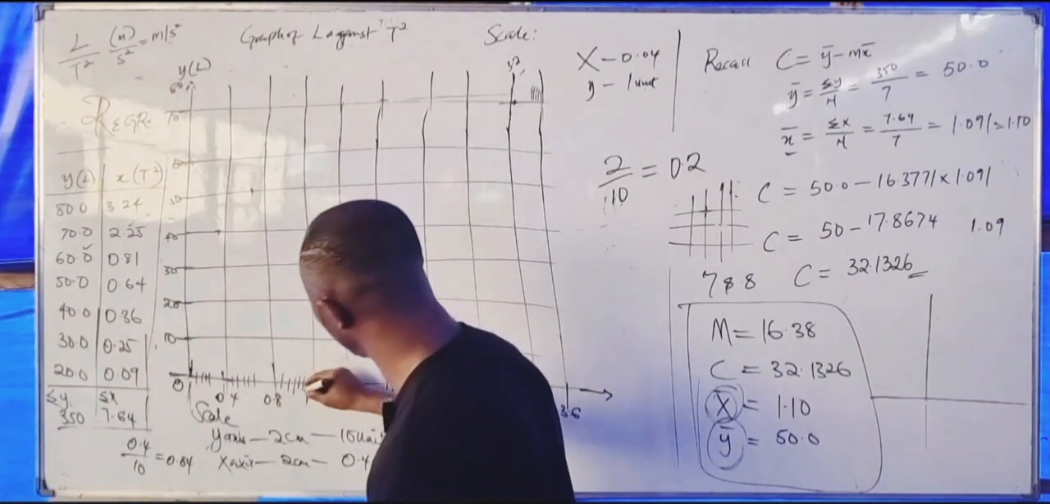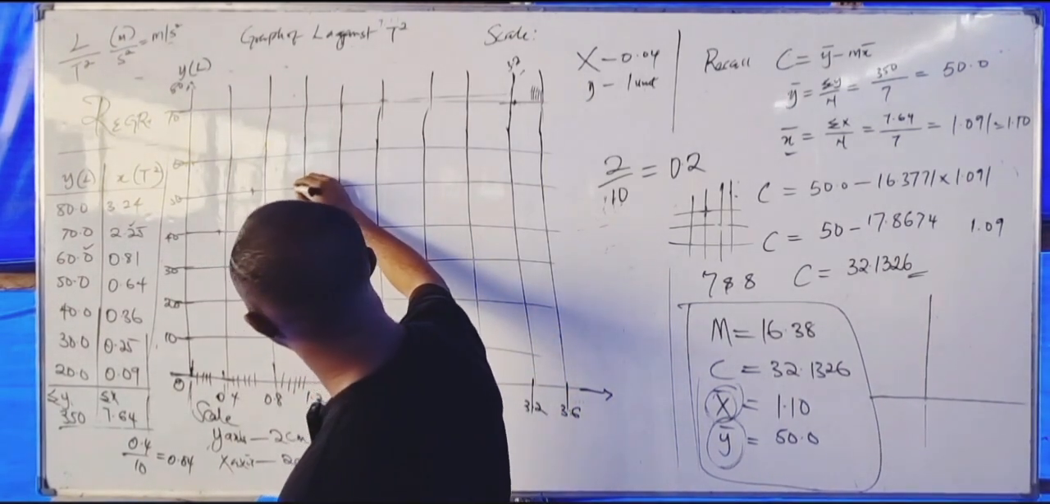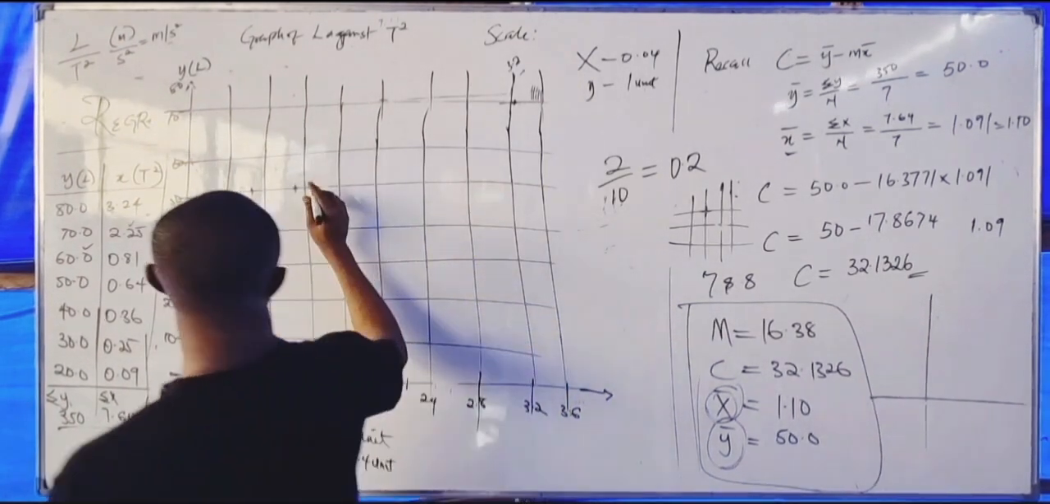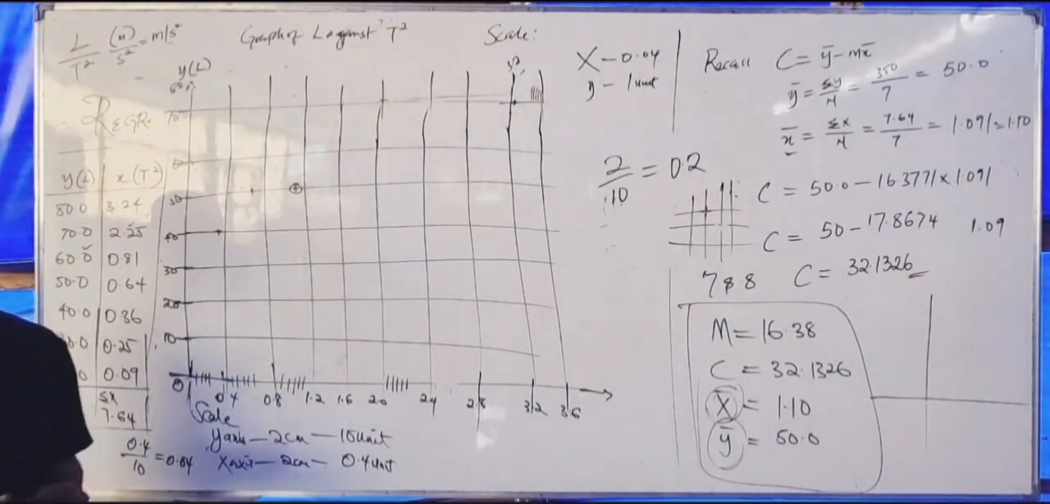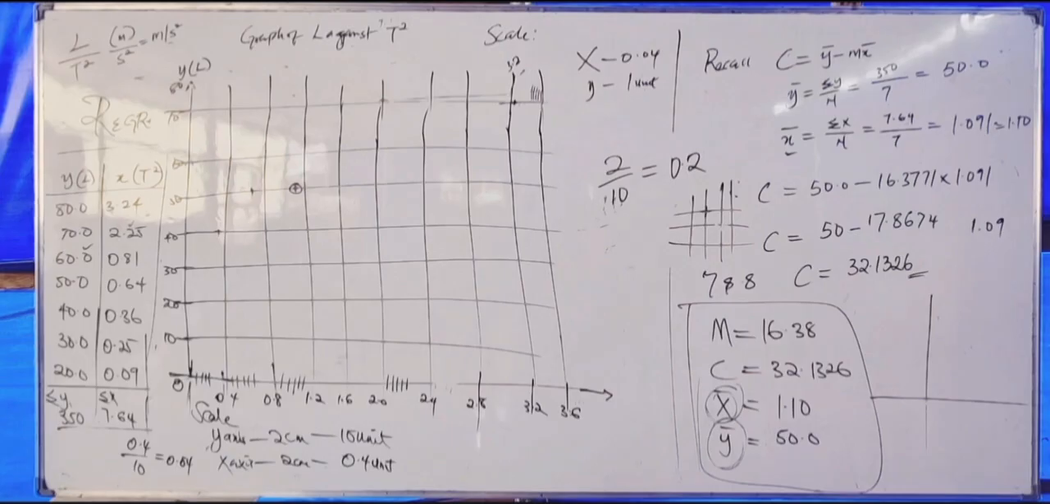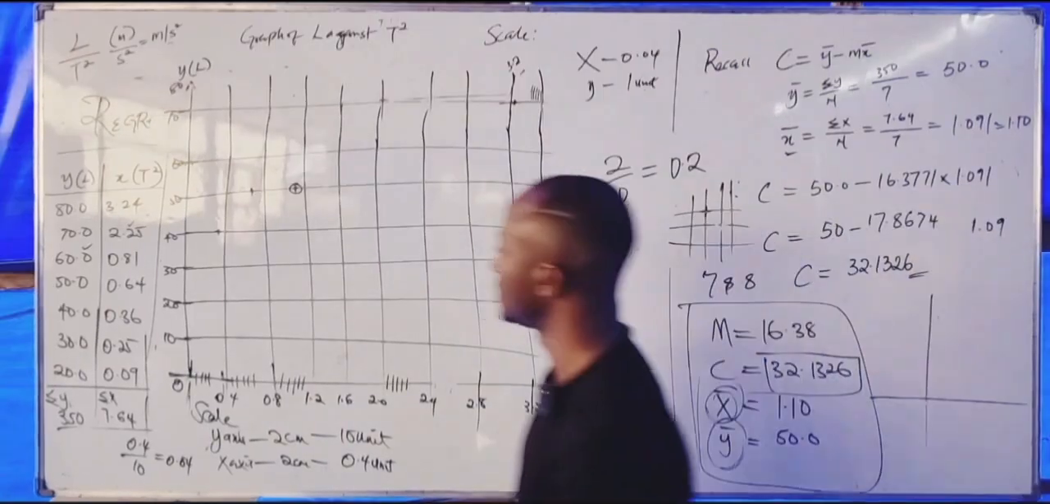Somewhere here, right? So what you do for me here is that you circle this one for me. 1, 2, 3, 4, 5, 6, 7, 8. Have you done that? Now, bring that your intercept for me. What's the intercept?